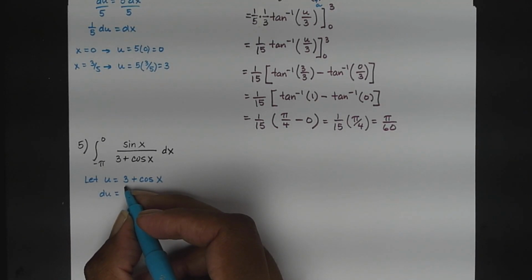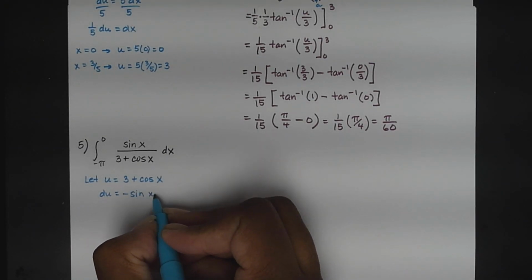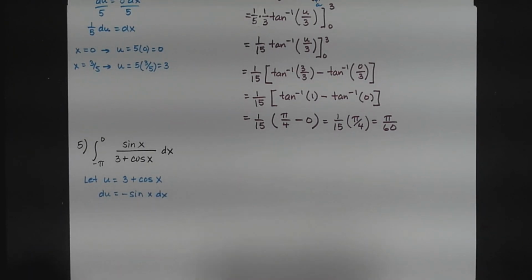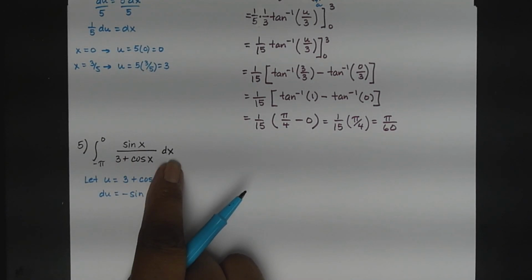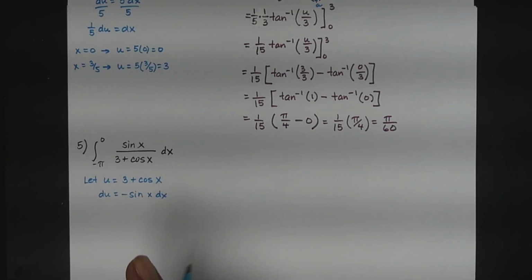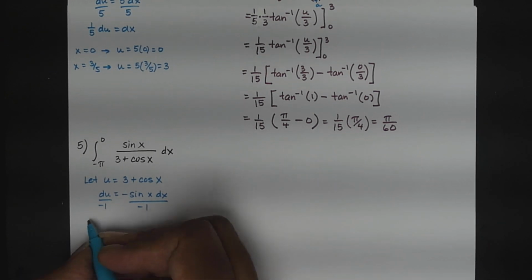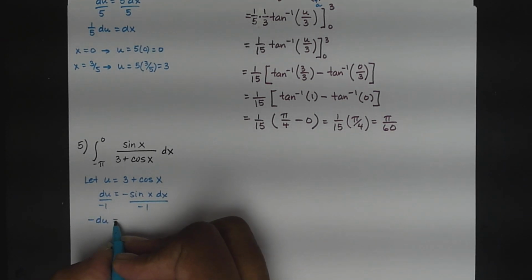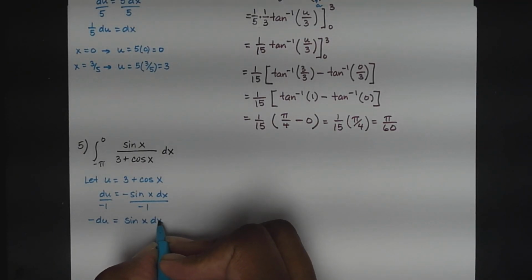The derivative of 3 is 0. The derivative of the cosine of x will be negative sine x dx. And in this case here, I've got sine of x dx. If I want this to be sine of x dx, I'm going to divide by -1 or multiply by -1. Either way, you'll get negative du is equal to the positive sine of x dx.